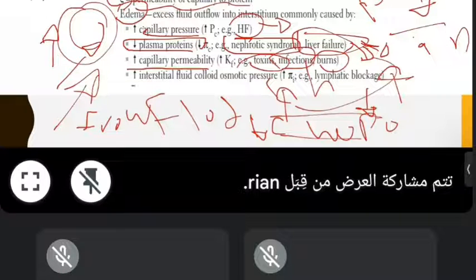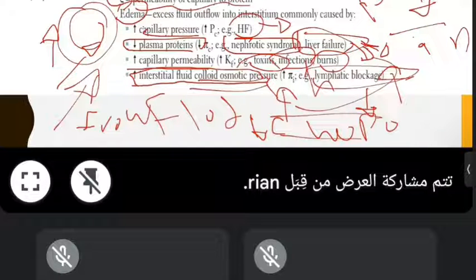Now, in case you have an increase in the interstitial fluid colloid osmotic pressure. Colloid osmotic pressure is the same as having more concentration, more protein outside of the capillary. You have more concentration outside the capillary in the interstitial fluid. So the fluid, the water in the plasma, will move from the capillary to outside the capillary, and you will have edema. And this increase in the interstitial fluid colloid osmotic pressure occurs in case you have lymphatic blockage.